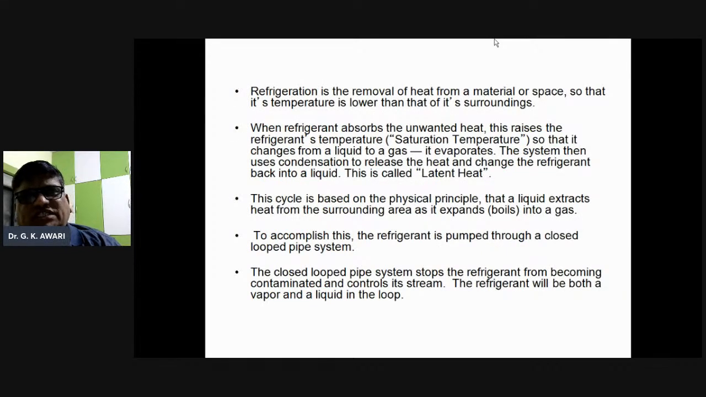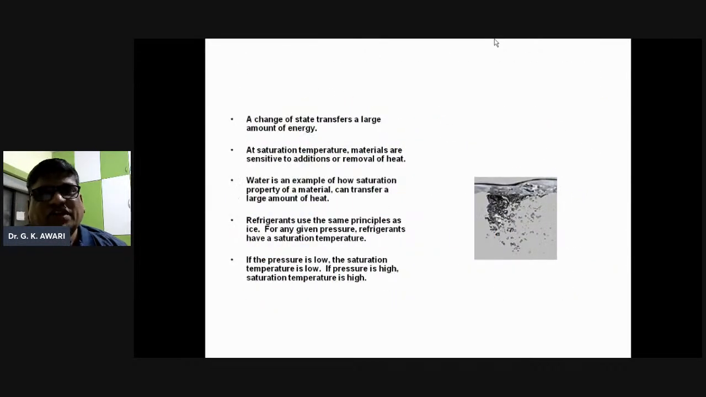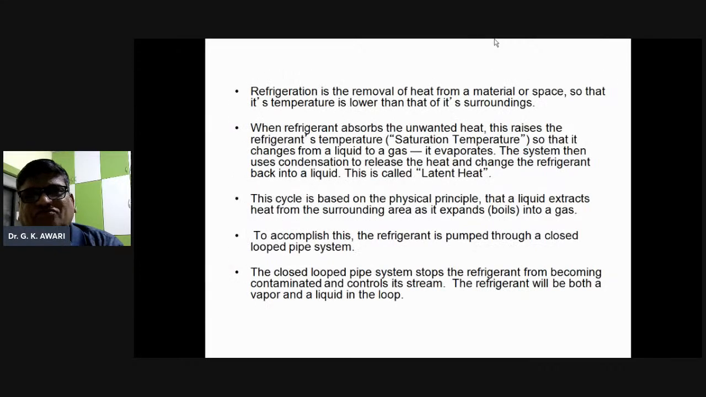So, refrigeration is nothing but the removal of heat from a material or a space so that its temperature is lower than that of its surroundings. When the refrigerant absorbs the unwanted heat, this raises the refrigerant's temperature to its saturation temperature, so that it changes from the liquid state to the vapor state as it evaporates. The system then uses condensation to release the heat and change the refrigerant back to the liquid state. This is called latent heat, because a phase change is taking place over here.